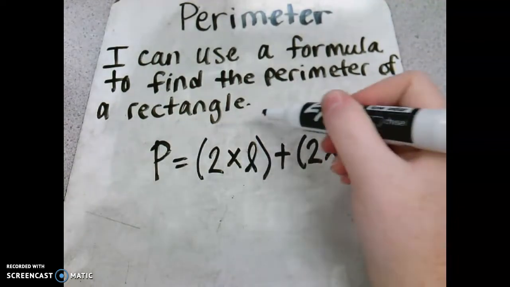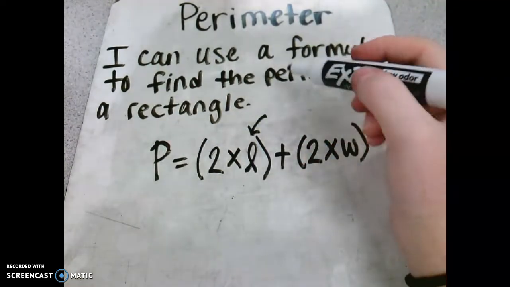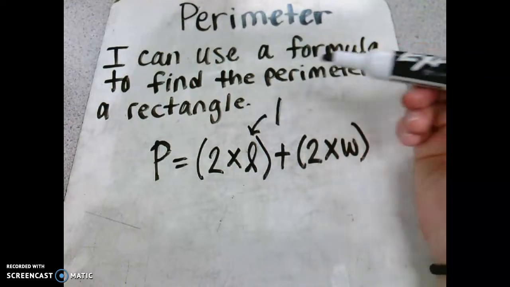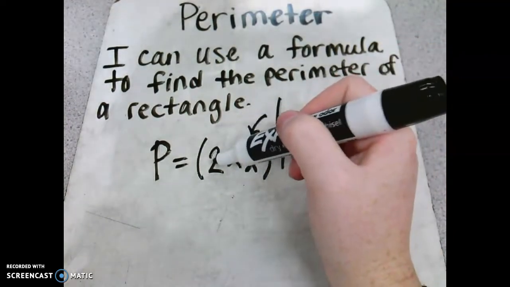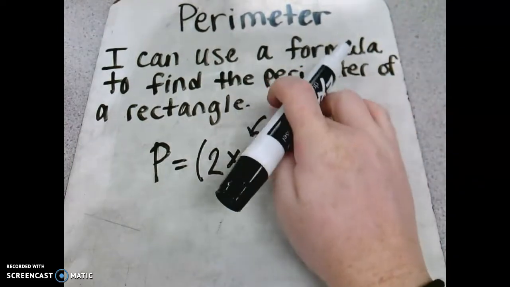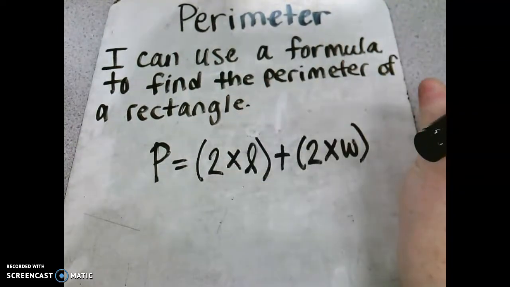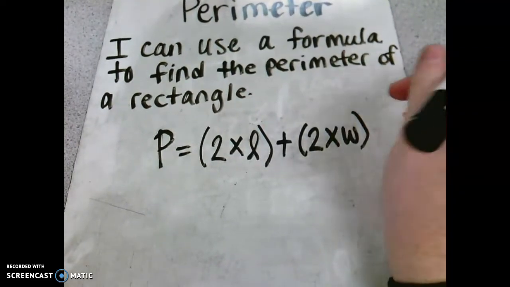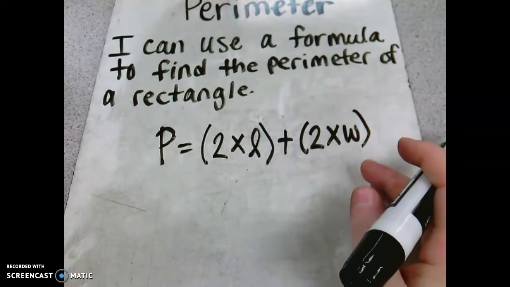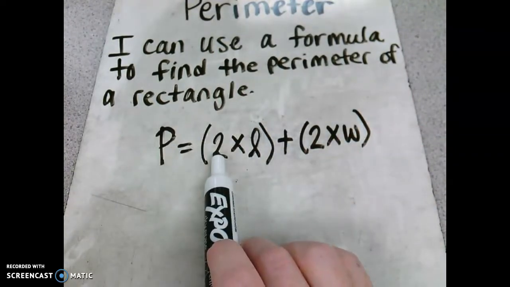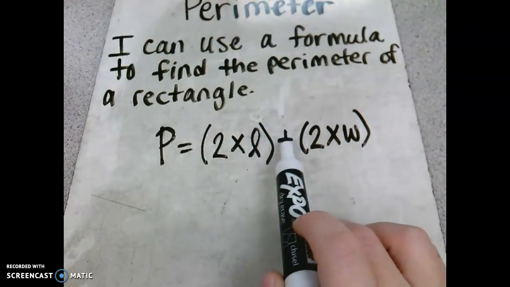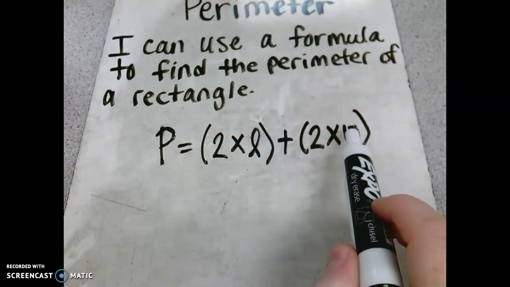Now we write our L like a cursive L, because if we wrote it like a normal L, that looks like a 1, and we would get confused. We would think it said 2 times 1. So we do not do that. We use a cursive L to represent the letter L for length. So this equation says perimeter equals 2 times length plus 2 times width.